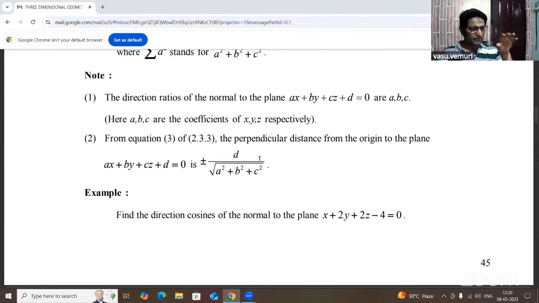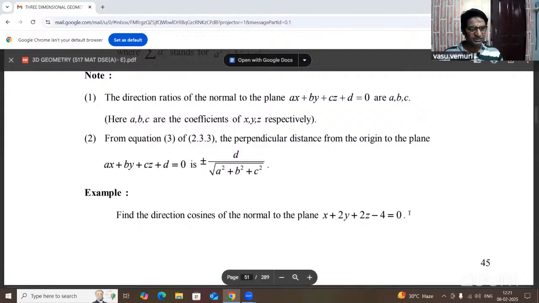Now this is one of the important notes, students. What are the DRs of the normal of the plane? A, B, C are the DRs of the normal to the plane. See this one: in this expression, A, B, C are the DRs. That is the general equation, that is, the coefficients of x, y, z.